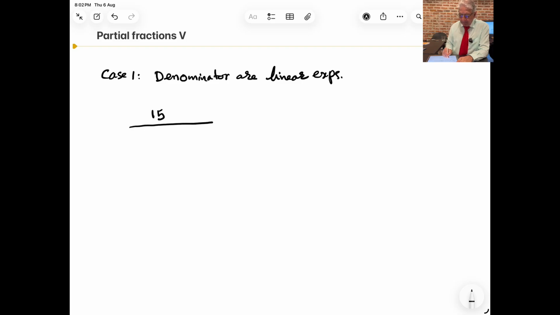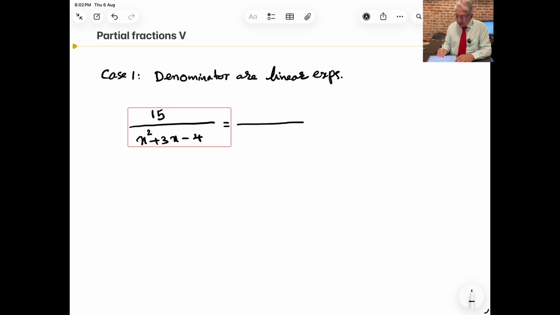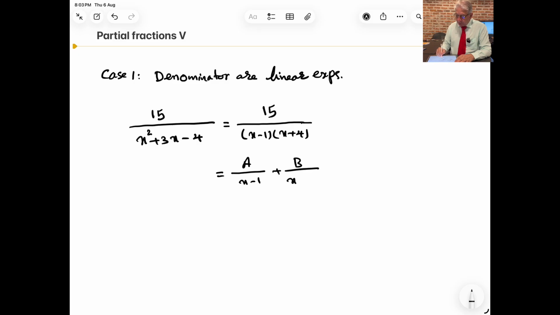For example, I have 15 divided by x squared plus 3x minus 4. So 2 different expressions have been added up to get this one, and now we are going to find those 2 expressions. First of all, we should be able to factorize the denominator. Let's see. The denominator can clearly be factorized to x minus 1 times x plus 4. So I will assume that it was a divided by x minus 1 plus b divided by x plus 4.